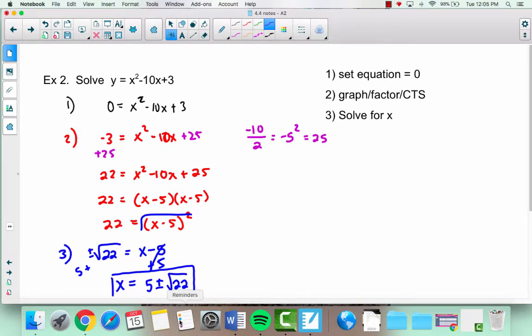So 3 main steps: set the equation equal to 0, do your completing the square process, which we did in the last example, and then finally solve for x. If you have any questions over those examples, let me know.